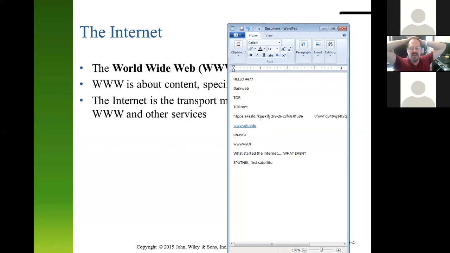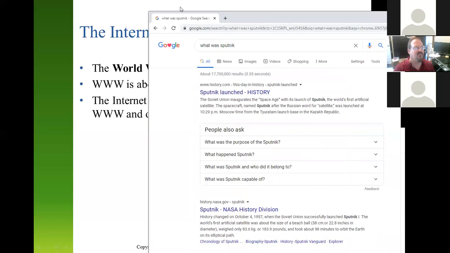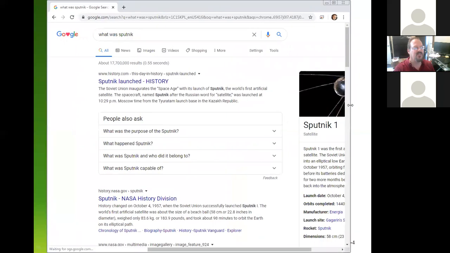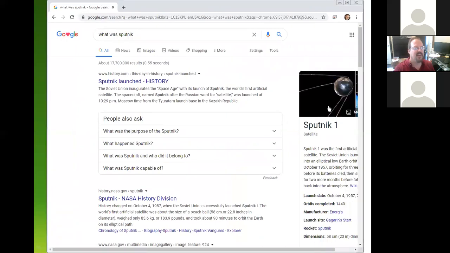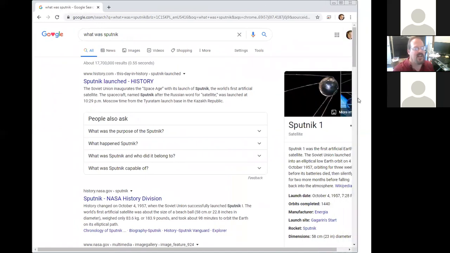Now, what could Sputnik do? They could spy on us. Not even that. We didn't know. We were in the middle of a Cold War with Russia. All we knew is that they launched a rocket and that they put something in space. All that Sputnik is, and by the way, anything that orbits the Earth is considered a satellite. So the moon is a satellite. This is called the first artificial satellite that was launched.